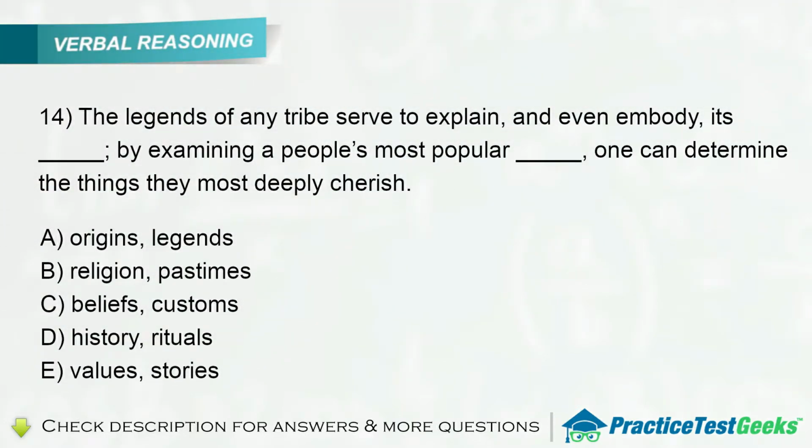Question 14. The legends of any tribe serve to explain, and even embody, its blank. By examining a people's most popular blank, one can determine the things they most deeply cherish. A. Origins, legends. B. Religion, pastimes. C. Beliefs, customs. D. History, rituals. E. Values, stories.